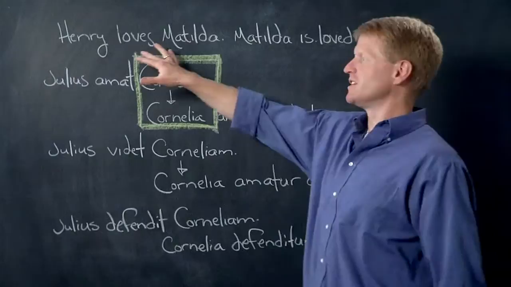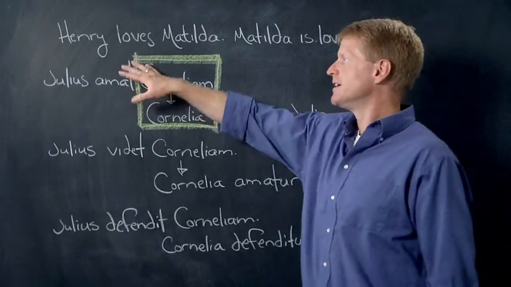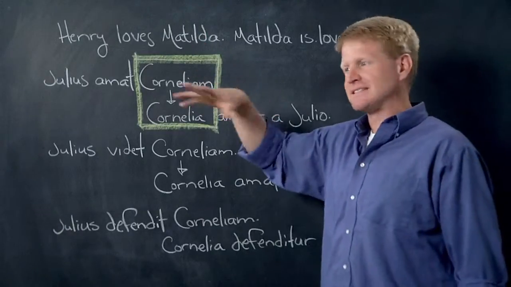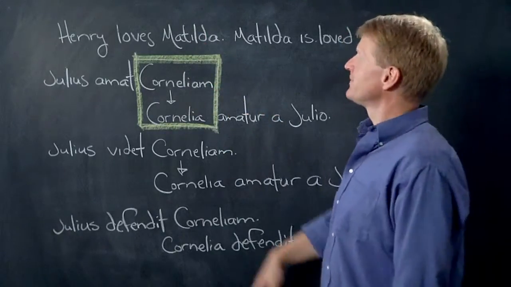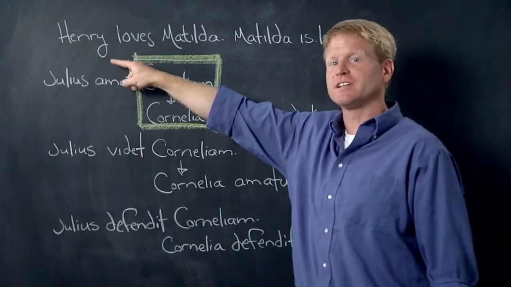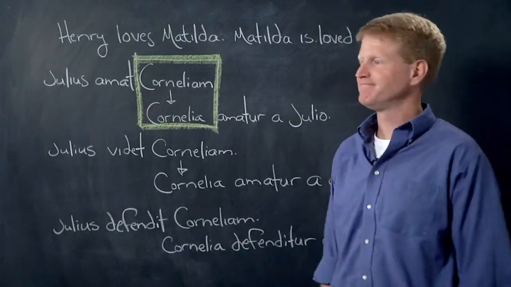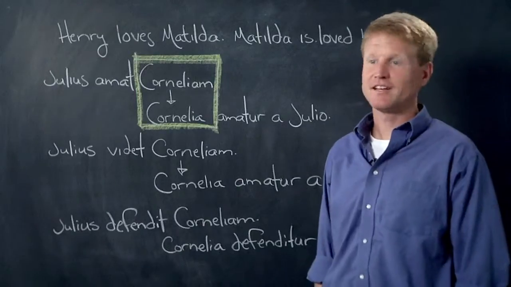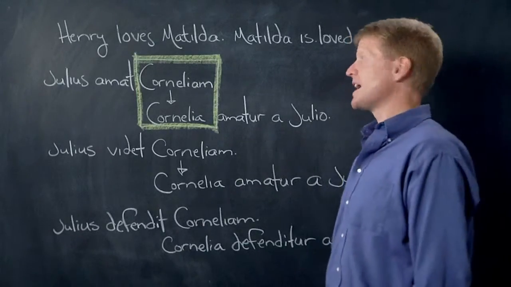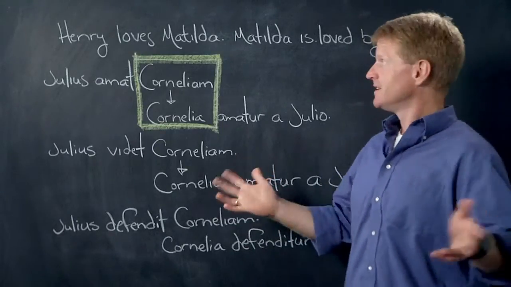So here's the first sentence in English. We'll do it first, then we'll go into Latin. Henry loves Matilda. He likes the way she organizes raiding parties at recess. Who's performing the action here? Henry is. He's in charge of the sentence. What's Matilda got to do with it? Nothing.